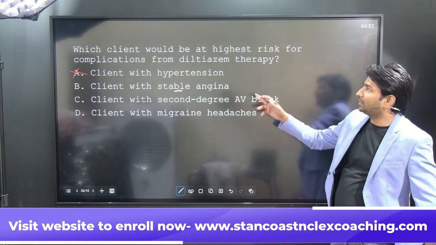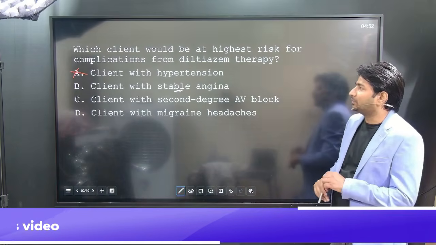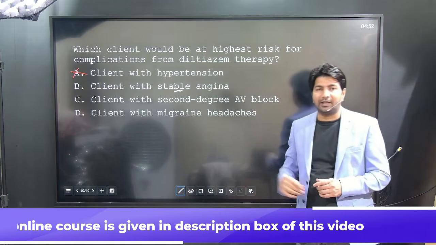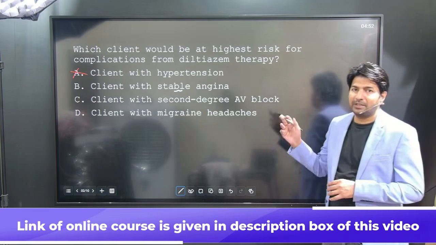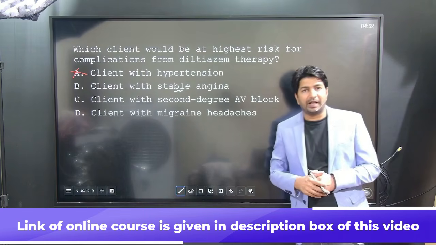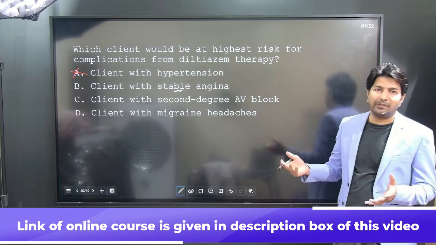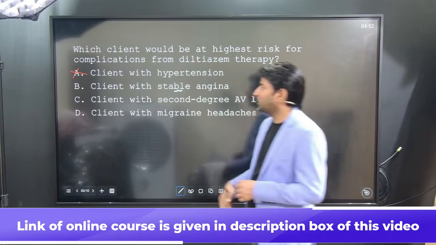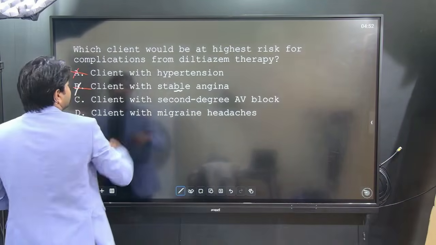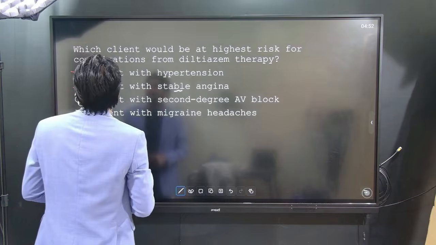But if we give a calcium channel blocker, we saw in the previous question that calcium channel blockers reduce heart rate and the force of contraction. This means they will reduce the heart's workload. Cardiac workload will be reduced. This means the demand for oxygen will be reduced. So stable angina will subside. So we can give it to a client with stable angina. So there is no risk.